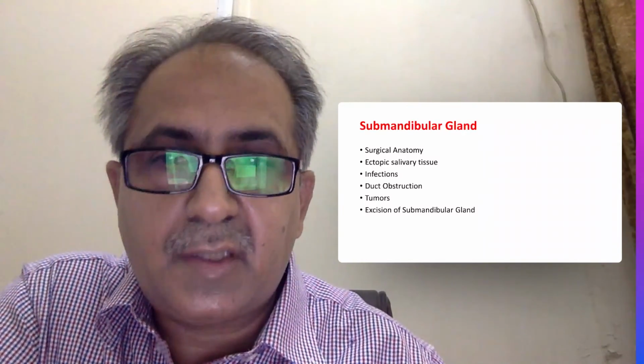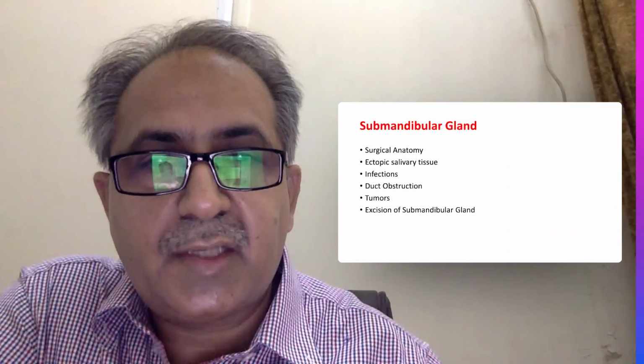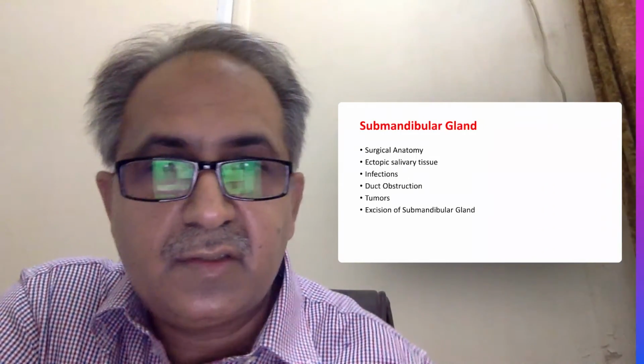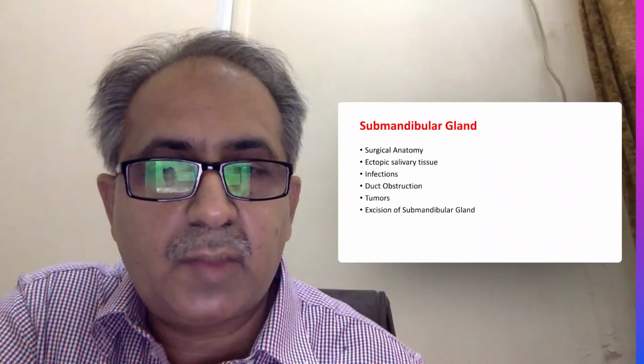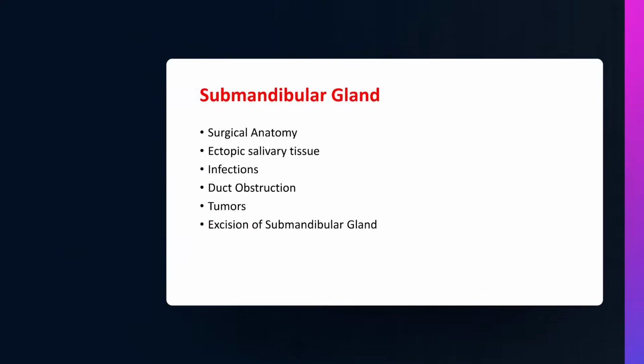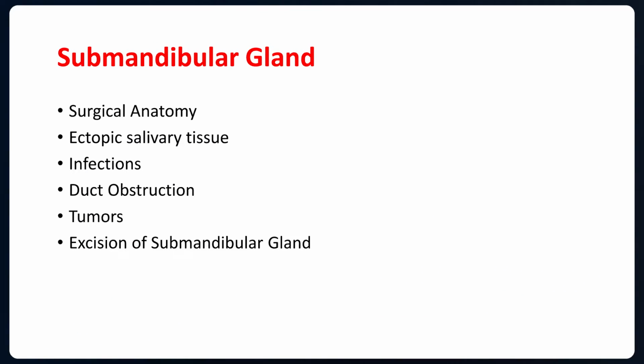We will discuss the surgical anatomy, the ectopic sites of the salivary tissues, the infections, the duct obstructions, tumors, and the excision of the submandibular gland. All these, the surgical anatomy, are very important when you are talking about the submandibular glands. Then the infections are very important. Ductal obstruction is the most common disease of the submandibular glands. Then obviously we'll discuss the tumors, and lastly, how we excise the submandibular gland.